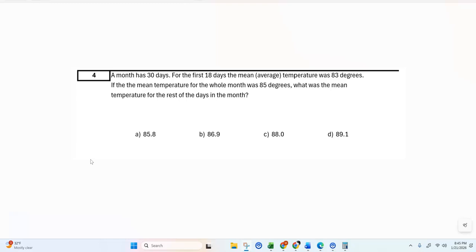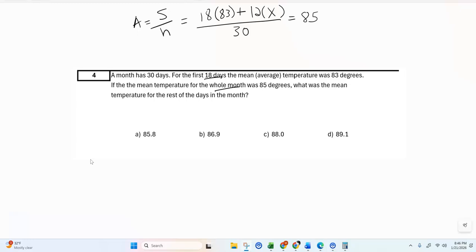So what we do have is average equal to the sum over the number of numbers. We have 18 days times 83 plus, how many days are left? 30 minus 18 would be 12 more days at, we don't know, at x. And then we divide that by 30, and the mean for the whole month was 85.